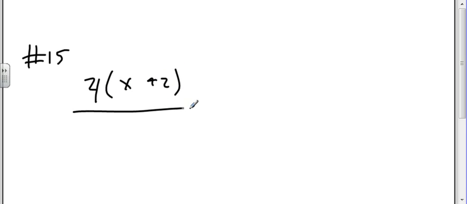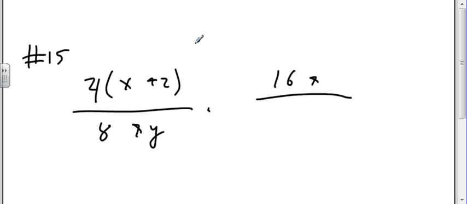Number 15. Okay, we're going to write the problem different than the book has. So we have 4x plus 2 over 8xy, times 16x over 32x plus 2. All right.